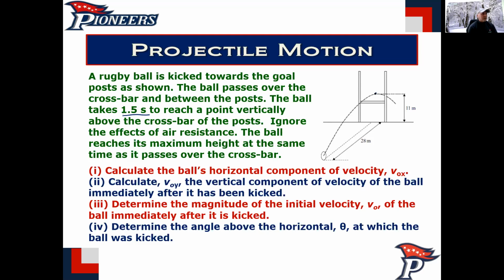So right here, I know it's not a side view, but when he kicks it, it goes up and hits its highest point right there, because it tells you the ball reaches its maximum height the same time it passes over the crossbar. So it takes 1.5 seconds to get from here to here, which means on the way down, from that point to that point, it's going to take 1.5 seconds. So we know the total time is 3 seconds.